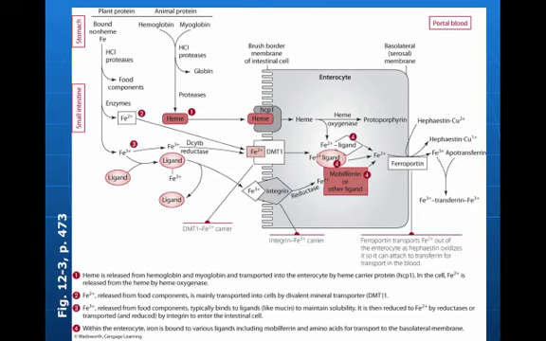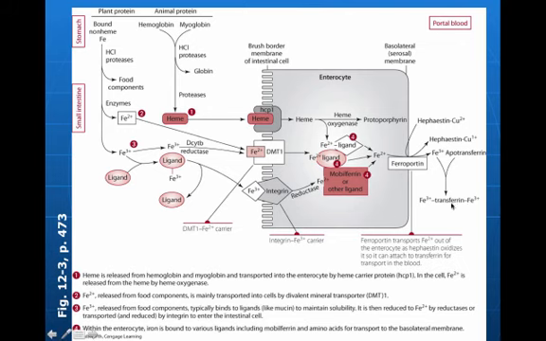When that happens, the copper of hephaestin, lost my cursor, is reduced. So it picked up that electron. So hephaestin oxidizes iron so it can bind to transferrin. We said in lab last week that transferrin can only bind oxidized iron. So hephaestin is an enzyme that is present on the outside of enterocytes. As ferroportin transports iron out of the cell, hephaestin oxidizes it so the iron can then bind to transferrin.